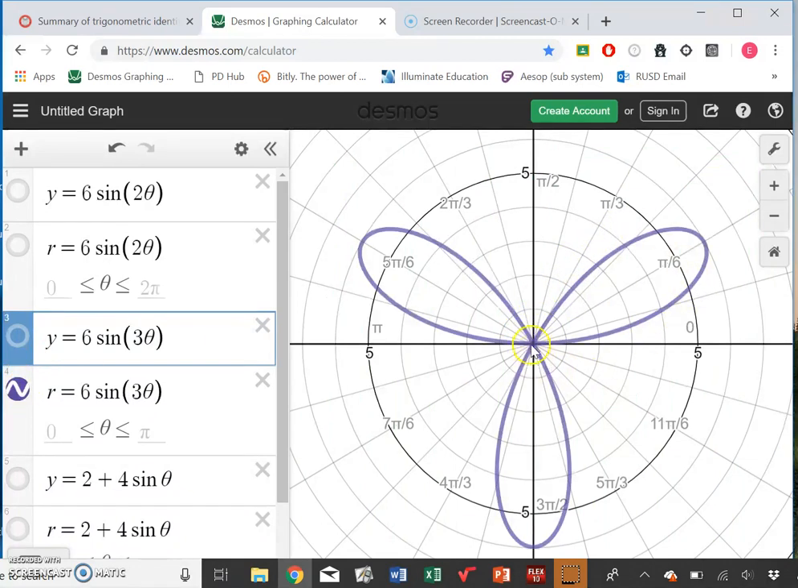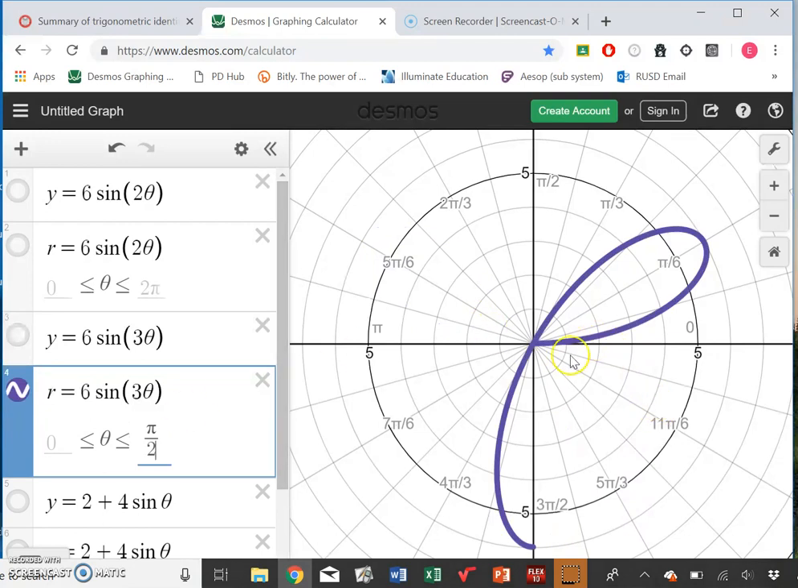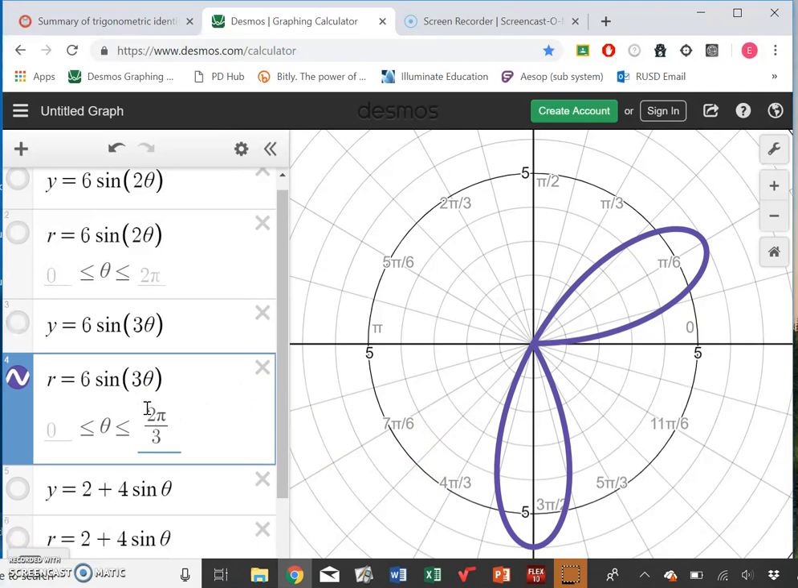So we actually get fewer petals, and it only took pi to graph this. If I do pi halves this time, see how it's doing this, and it started here and it hasn't finished. So it's actually graphing, I believe, in pi thirds each petal. So to get 2 petals, I would need 2 pi thirds. And to get all the petals, I need 3 pi thirds, or pi. And I get every petal as it goes around.